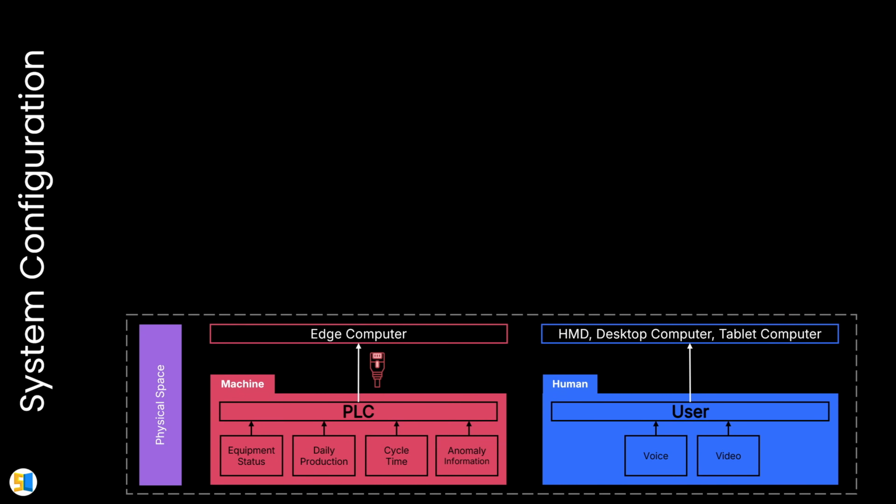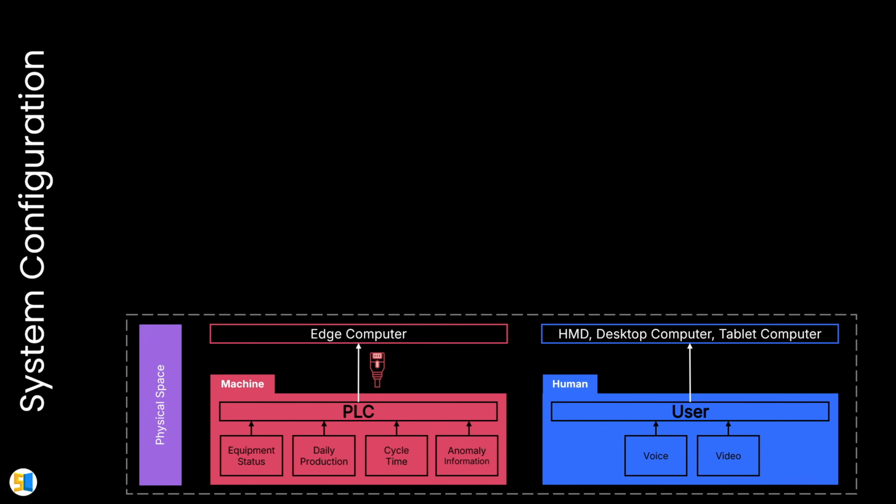This is the system configuration of the DT factory. First, we have the physical space. The physical space layer includes real-world machinery, equipment, and personnel. This layer collects operational data from physical factory machines and equipment, transmitting it to the digital twin. Data are collected through PLCs and sent to the edge computer.